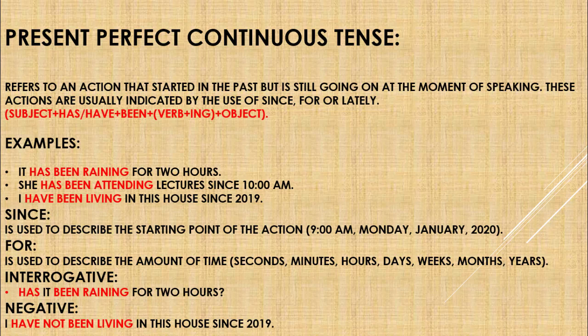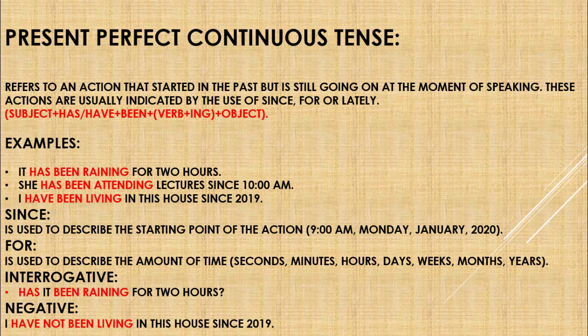Present perfect continuous tense refers to an action that started in the past but is still going on at the moment of speaking. These actions are usually indicated by the use of since, for, or lately. We use has been and have been with ing form of verb in this tense.